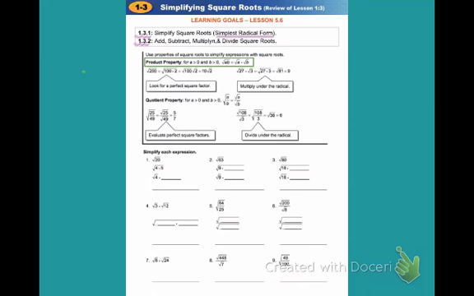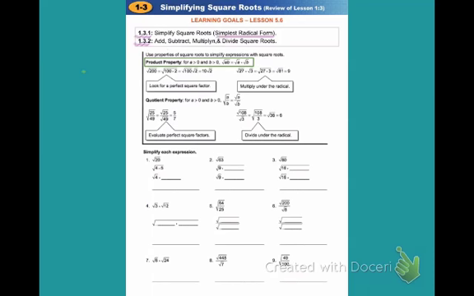So the first thing we're going to look at is what's called the product property for square roots. Now what the product property says is if A is greater than 0 and B is greater than 0, then the square root of A times B is equal to the square root of A times the square root of B. This is going to be a property that we're going to utilize as we try to break down square roots into what's called simplest radical form. And what it really means is you can break a square root down into the square roots of its factors.